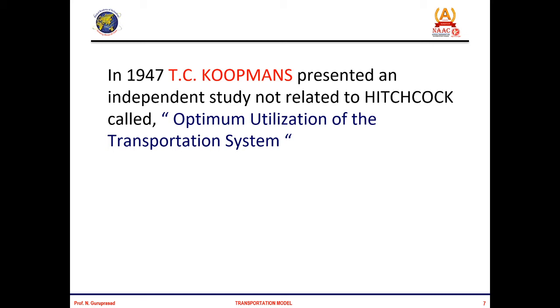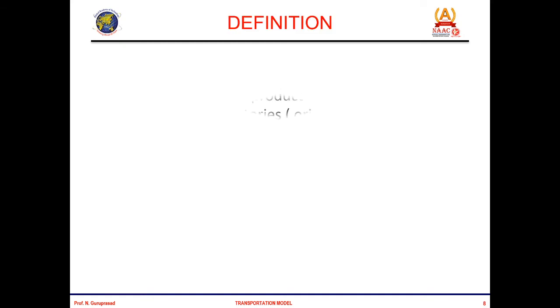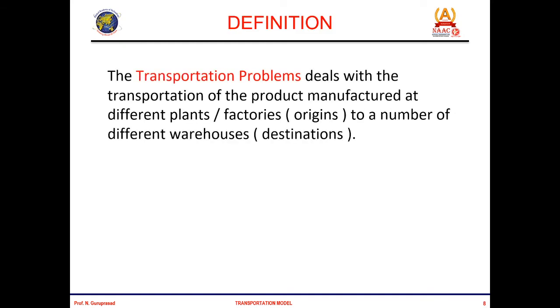The transportation problems may also involve movement of product from plants to warehouses, warehouses to wholesalers, wholesalers to retailers, and retailers to customers. Now, with this sort of a background and introduction, let us move further and try to understand what exactly the definition of a transportation problem is all about.